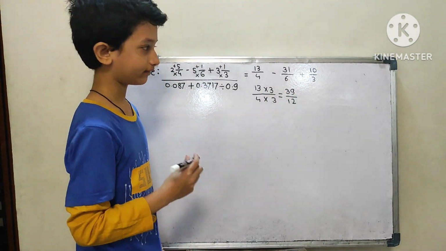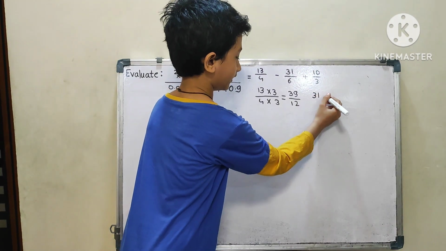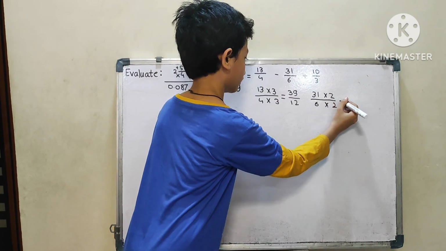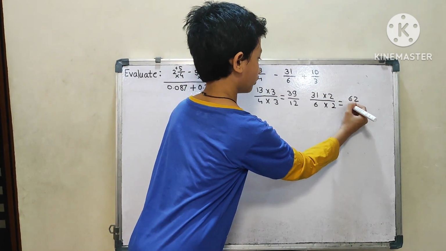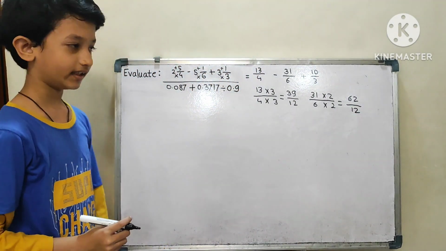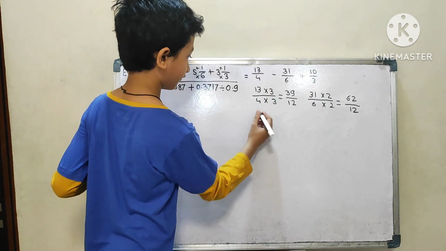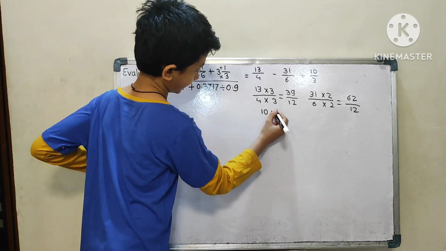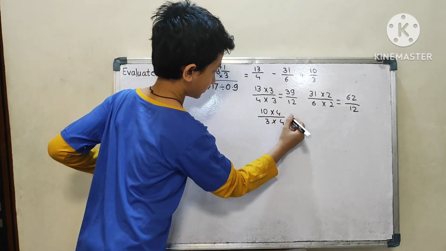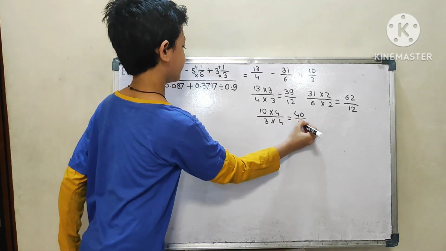And now 31 by 6. So 6 into 2 is 12, so we will multiply on both the sides by 2. So 31 into 2 and 6 into 2. So 31 into 2 is 62 and 6 2s are 12. So it means 62 by 12. And now 10 by 3. So 3 4s are 12, so now we will multiply by 4. So 10 into 4 by 3 into 4. So 10 4s are 40 and 3 4s are 12.